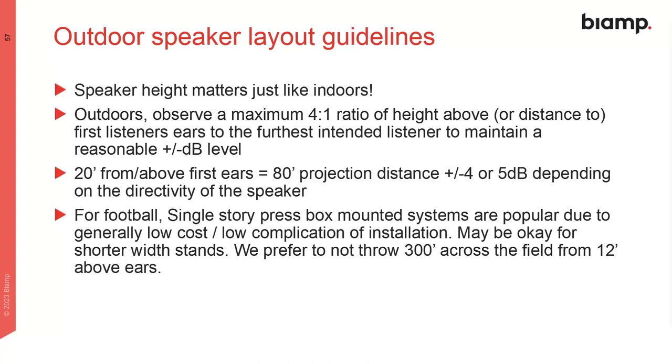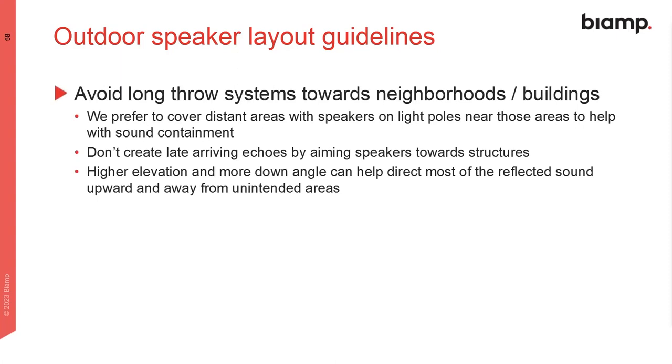Football systems: single-story press box mounted systems are really popular. I'd say a third of the systems out there are like that. I don't really prefer to place a speaker 12 feet above people's heads to project 300 feet across the field, because if you remember those graphs that I showed earlier, it's almost 35 decibels away if we're going 300 feet across. So if we want to achieve 80 decibels on the far side of the field, we're going to have to start out at about 115 decibels on the home side. And with listeners 12 feet under those, it might be a little uncomfortable for the booster club who funded the system. Let's try not to do that, even though it happens a lot.